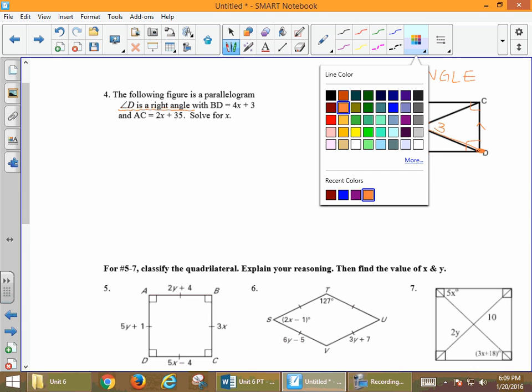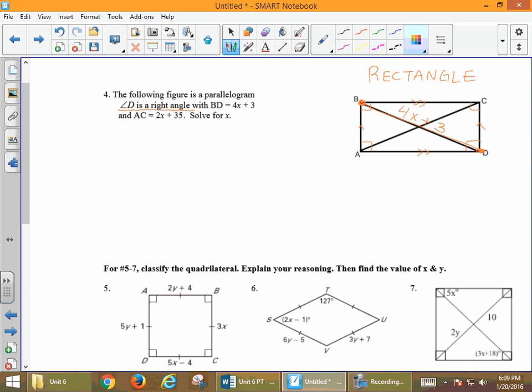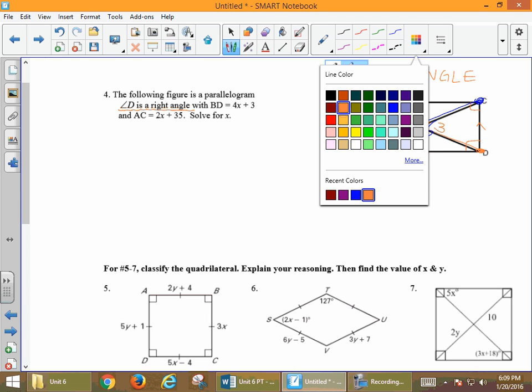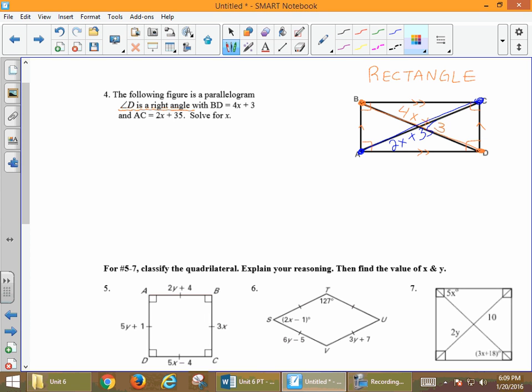AC, let me change colors. AC, from A all the way over to C, this diagonal is 2x plus 35. So my two diagonals are given, and because it is a rectangle, the diagonals are congruent. So 4x plus 3 will equal 2x plus 35.